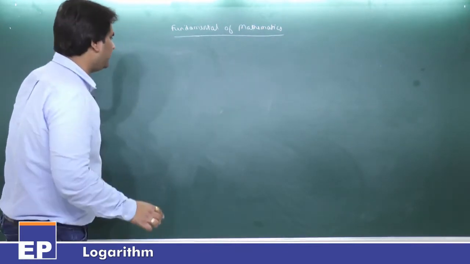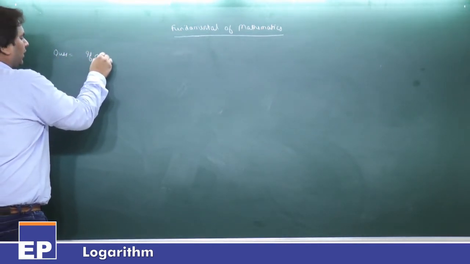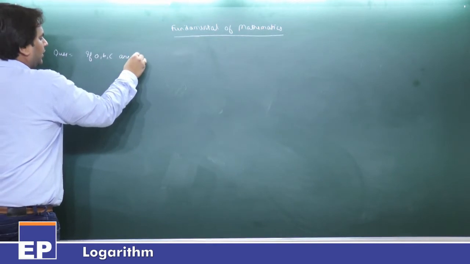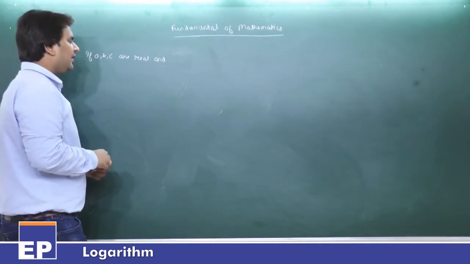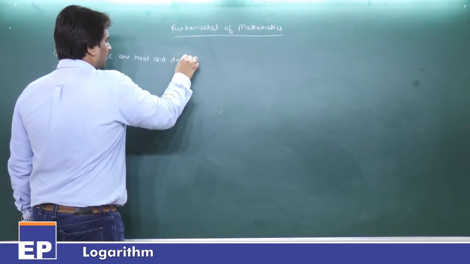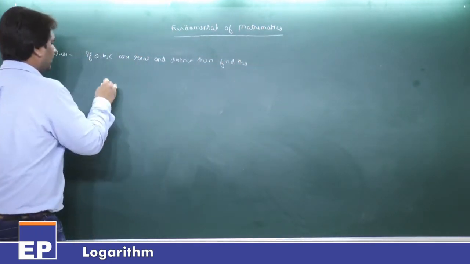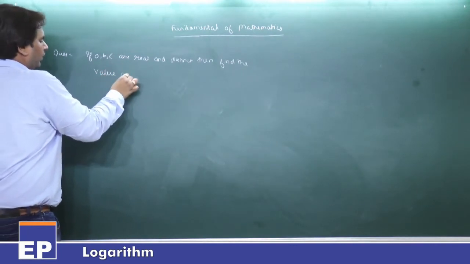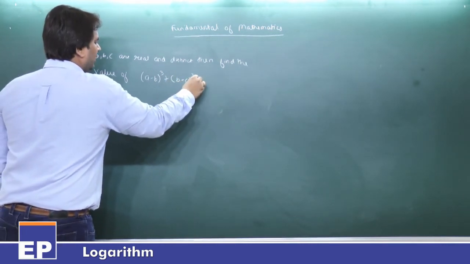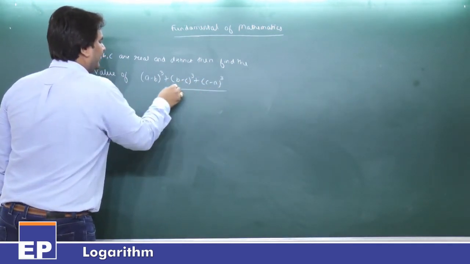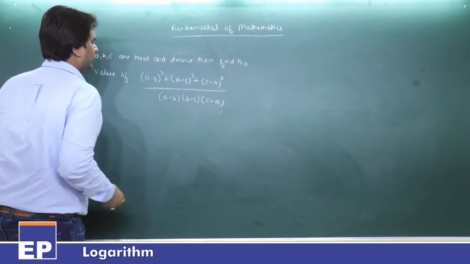Note down one question. I am giving you one question. Your question is, if a, b, c are real and distinct, then find the value of (a minus b) whole cube plus (b minus c) whole cube plus (c minus a) whole cube divided by (a minus b) into (b minus c) into (c minus a). So this is your question.